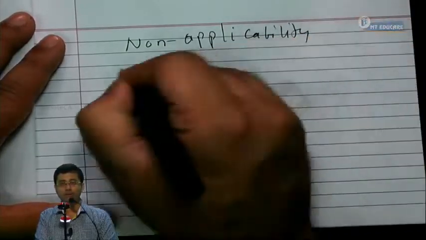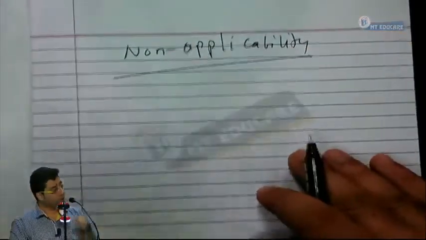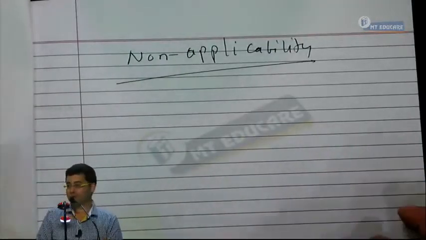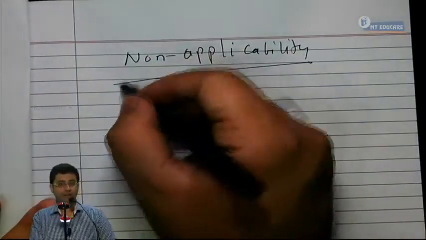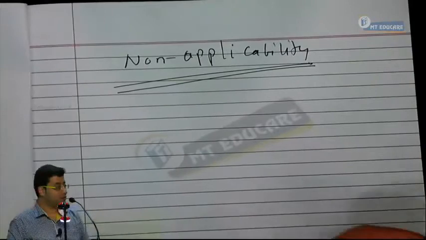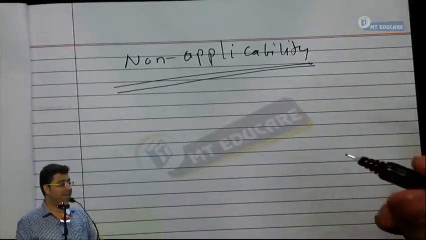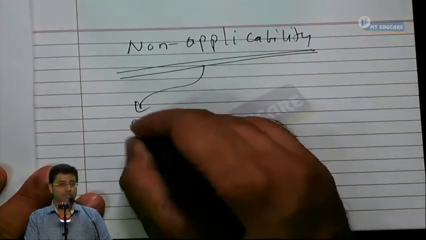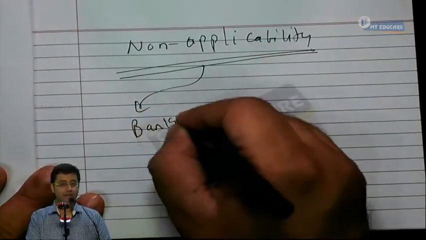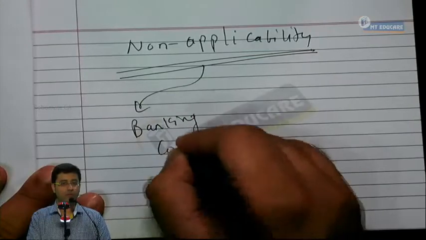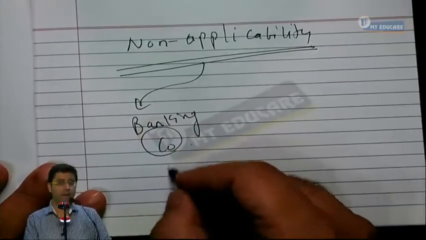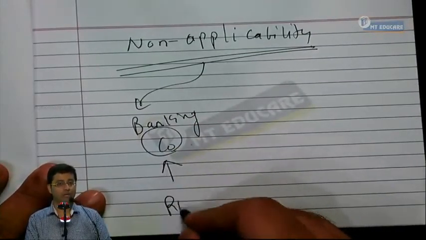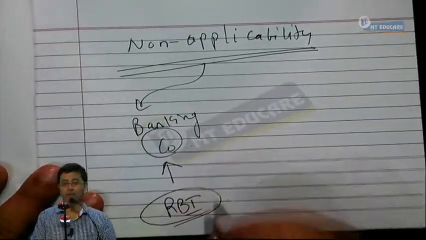You won't believe it, but the institute gives more importance to non-applicability rather than applicability of CARO. So when I'm saying non-applicability of CARO, to which type of companies shall CARO not apply? CARO shall not apply to banking companies. Now sir, what is the difference between a normal company and a banking company? A banking company is always monitored and regulated under the RBI provisions.